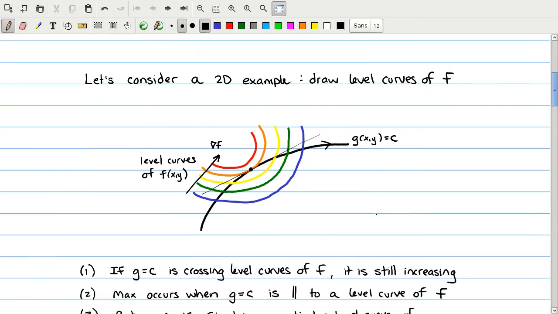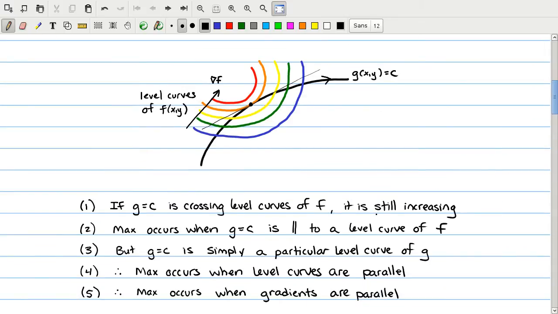So let's work out the logic here that leads to an equation. The logic starts by saying if I'm crossing level curves of f as I move along g equals c, then I'm still increasing. A maximum, as we just said, occurs when my constraint curve is parallel to a level curve of f. But the constraint g equals c is nothing more than a level curve of g. So a maximum, or a minimum, must occur when the level curves of f and g are parallel.